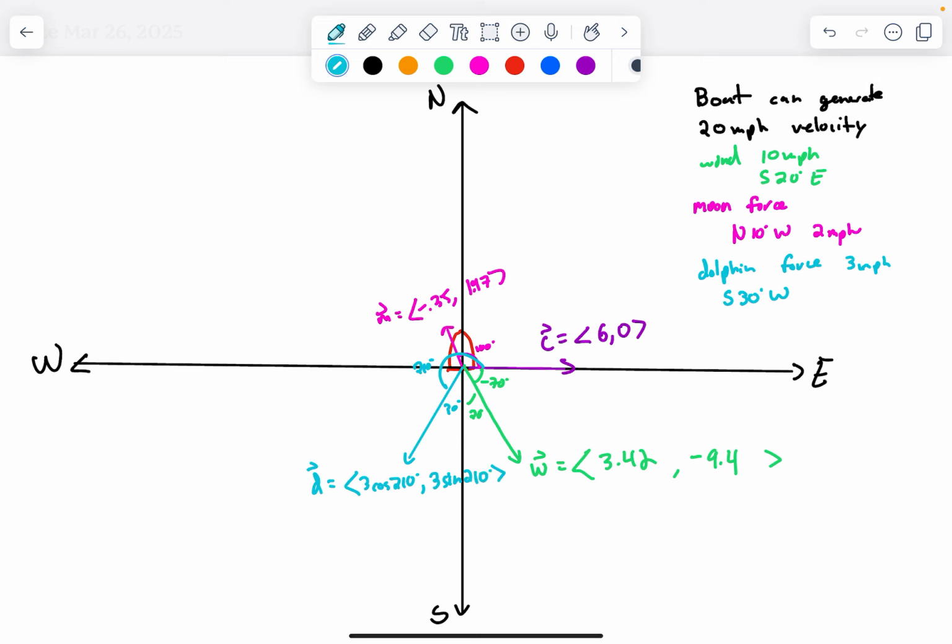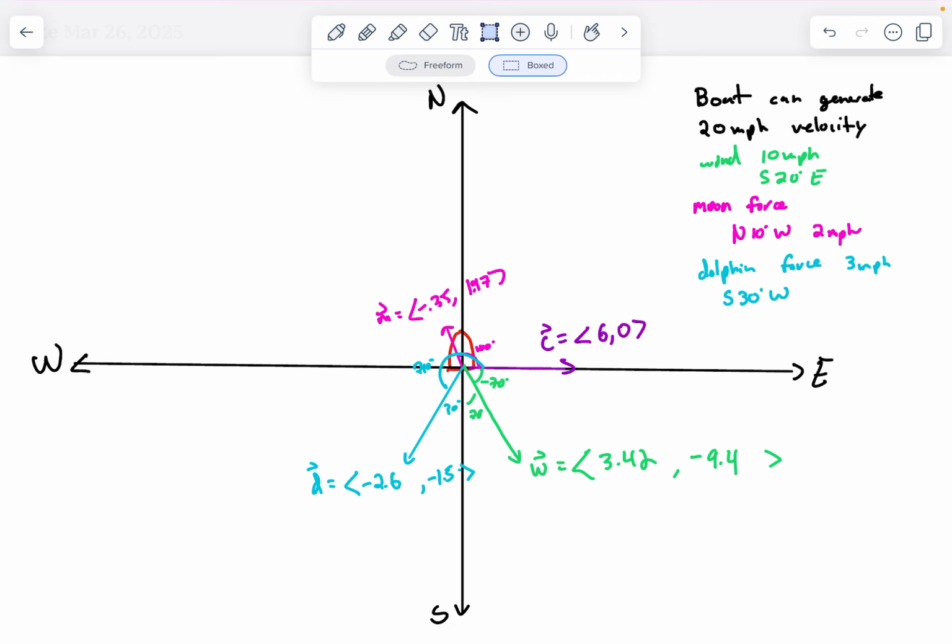Great, I'm going to evaluate that. 3 cos 210 is equal to negative 2.6. We would expect it to be negative. It's in quadrant 3. Sine, we should expect to also be negative here. 3 sine 210, negative 1.5. 30, 60, 90. Probably could have figured that out. Okay, so negative 1.5. So there's our dolphin force.